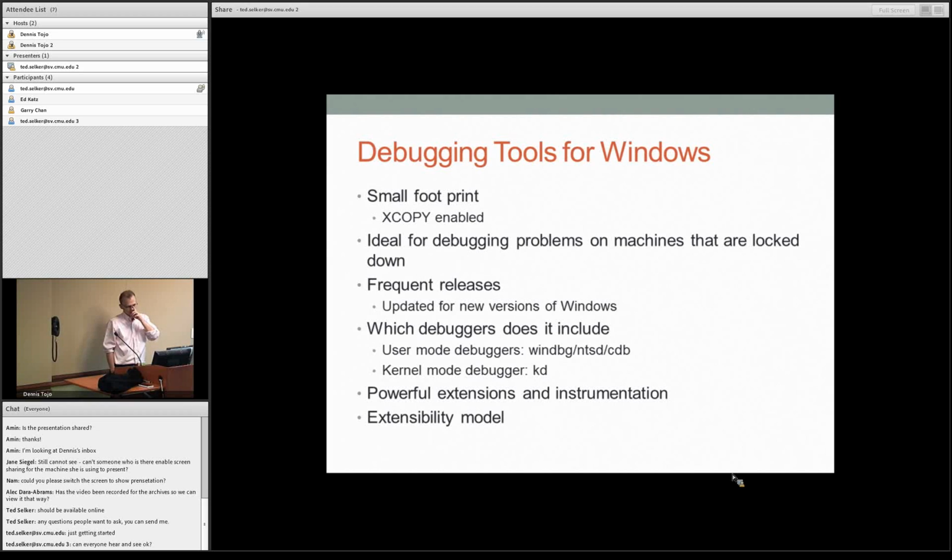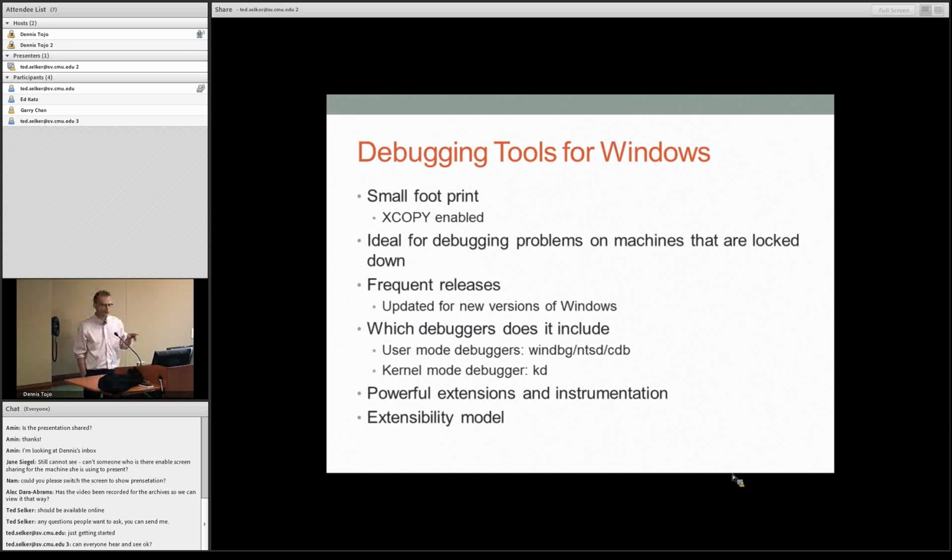And as far as what actual debuggers are present in that package, there are two categories. One is the kernel mode debugger. We're not going to talk about that today at all. This is mostly for device driver developers. And then we've got the user mode debuggers. The user mode debuggers, there's three of them: Windbg, NTSD, and CDB.